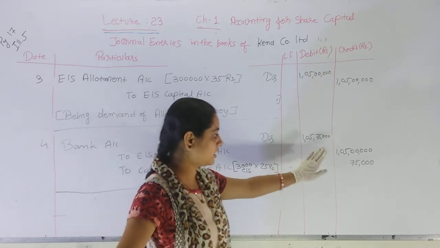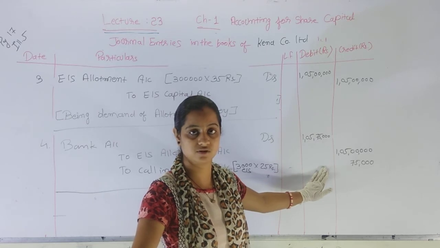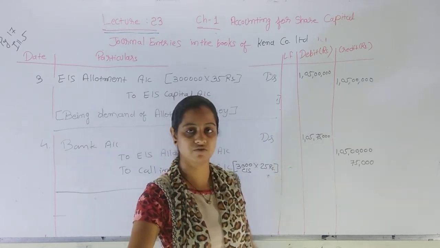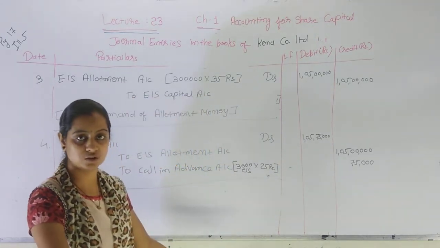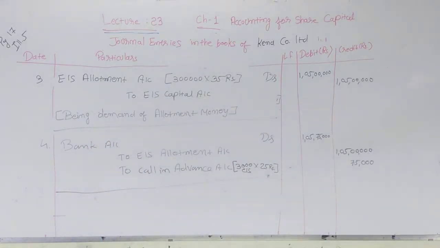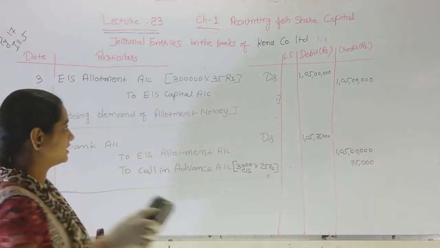So in this call we were actually to receive 1 crore 5 lakh, but we have received 75,000 extra. So in our bank total amount will be 1 crore 5 lakh 75,000, right? Now write down these two, then we'll discuss the next two. Completed?